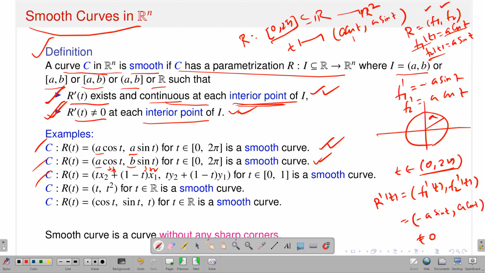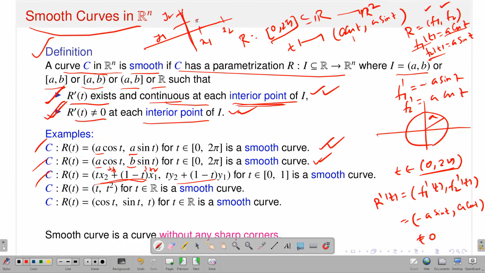Third example: if you look at the definitions, this is the first component. This is a function from the closed interval 0 1 to R2, so I am in R2. If I draw a picture, suppose this is my point x1 and x2, and this is my point y1 and y2. The first component, t x2 plus 1 minus t times x1, is the line segment joining x1 to x2. And this one is again a line segment joining y1 to y2.